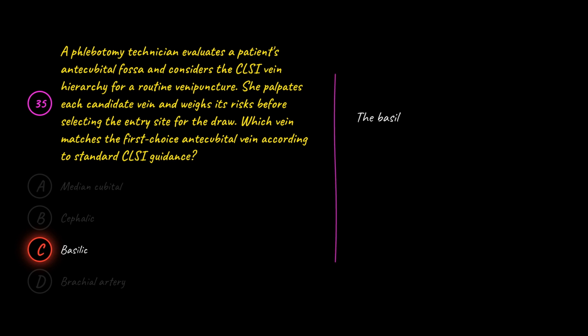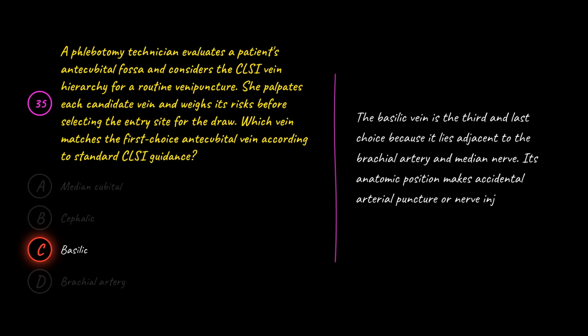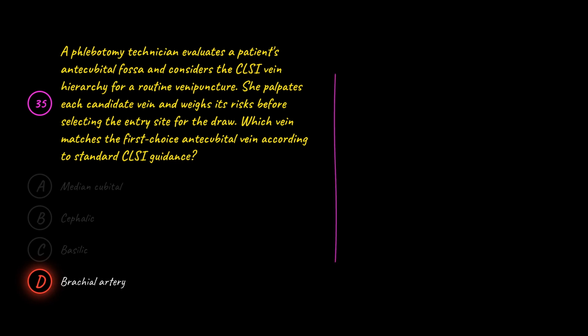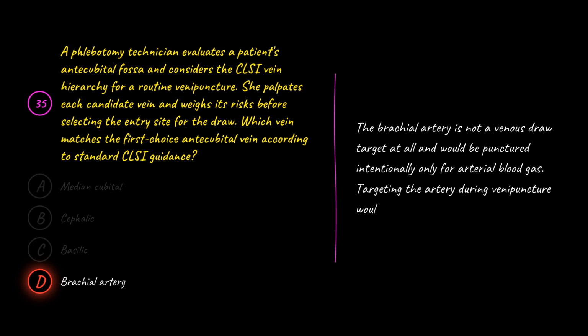C is wrong because the basilic vein is the third and last choice, because it lies adjacent to the brachial artery and median nerve. Its anatomic position makes accidental arterial puncture or nerve injury more likely, which is why it ranks last. D is wrong because the brachial artery is not a venous draw target at all and would be punctured intentionally only for arterial blood gas. Targeting the artery during venipuncture would cause arterial bleeding and a hematoma, with possible aneurysm formation later.